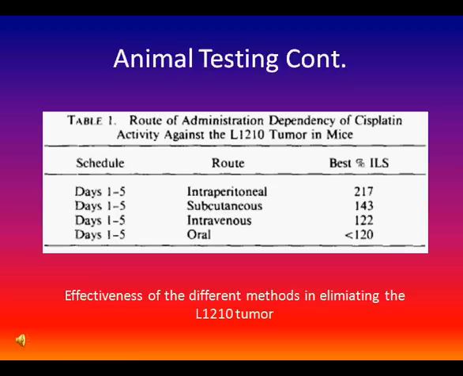As demonstrated by the following table, the drug was administered to the mice for 5 days using the four different methods. The intraperitoneal method was the most effective, followed by subcutaneous, then intravenous, and finally, administering the drug orally to the mice was the least effective method.